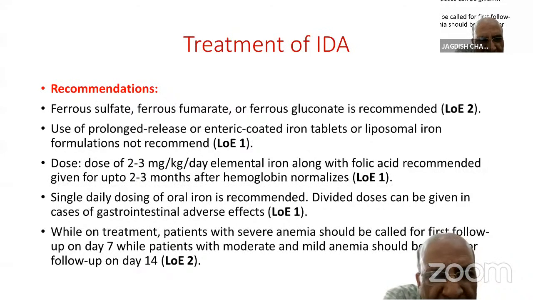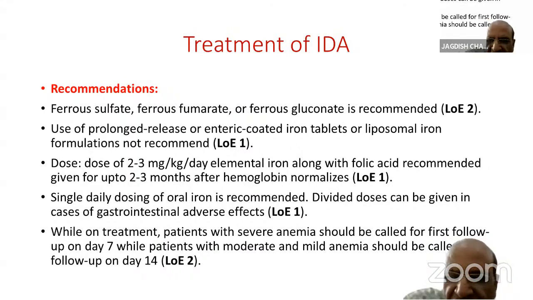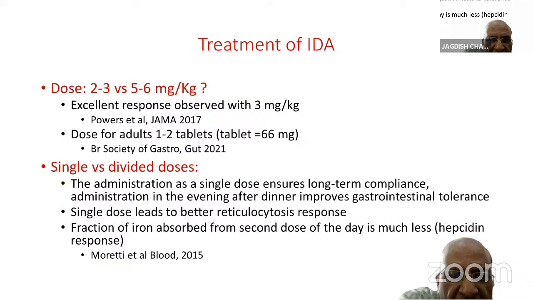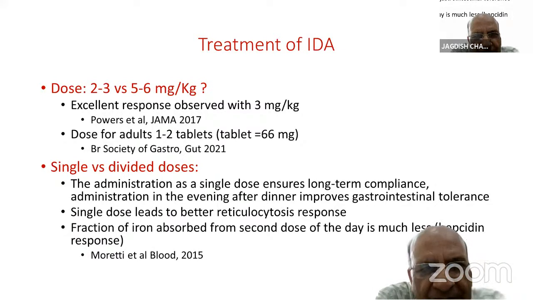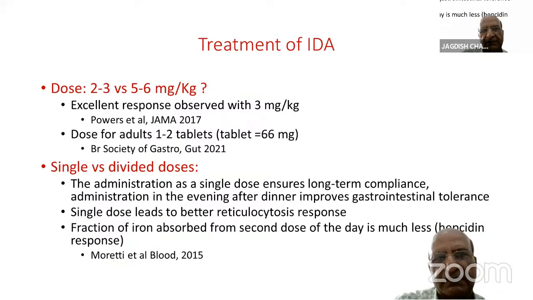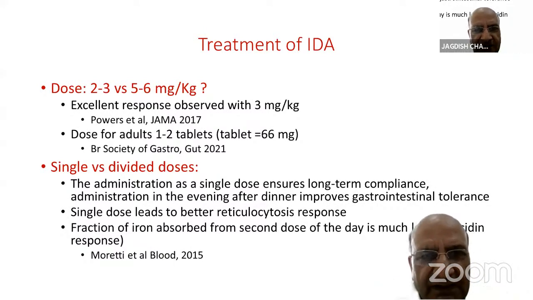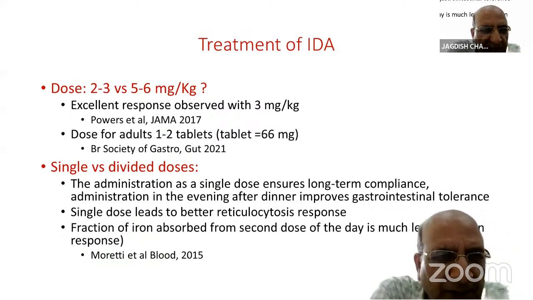So a dose of 2 to 3 milligram per kg for up to two to three months after hemoglobin normalizes. A single daily dose is recommended. And while on treatment, the patient should be followed up at 7 days and 14 days, depending upon the severity of anemia. We'll see the details about these in the next few slides. So a dose of 2 to 3 versus 5 to 6 milligram. Unfortunately, several textbooks still maintain 5 to 6 milligram per kg, but the very recent article, 2017, Powers et al.